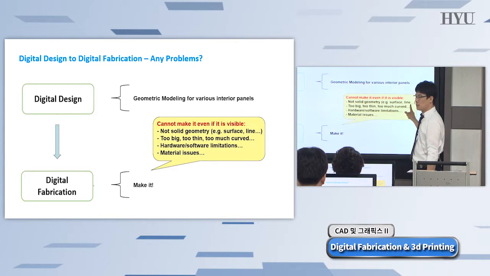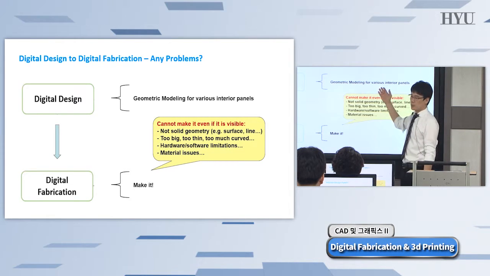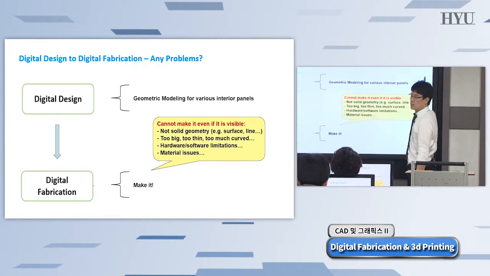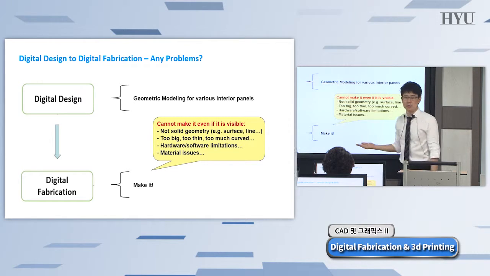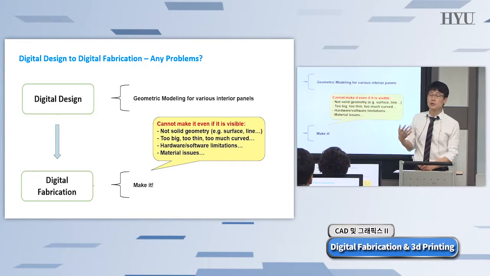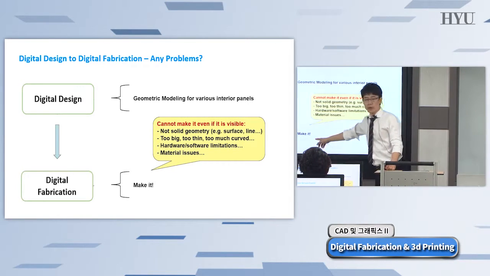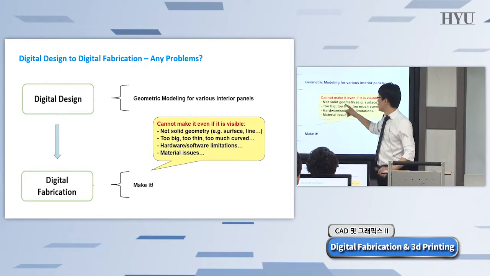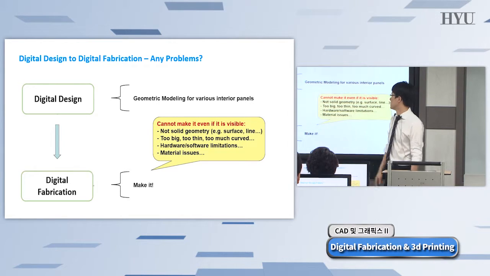Surface line, think about a surface model. 3D Max, SketchUp, or a surface-based model, but what if you create some surface-based design? Surface is a mathematical concept, okay? Zero thickness. How to make it in the real world, okay? It's not possible. So that is why we need to use solid geometry, a solid modeler in 3D.